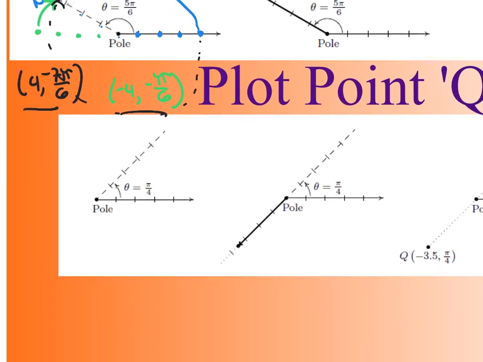Now, let's go in a different way. Let's say that this point here, we're going to graph 1, 2, 3, 4. We'll say that P is at 4, pi over 4. So it went 4 out and then rotated pi over 4. Okay, what would the rectangular be?